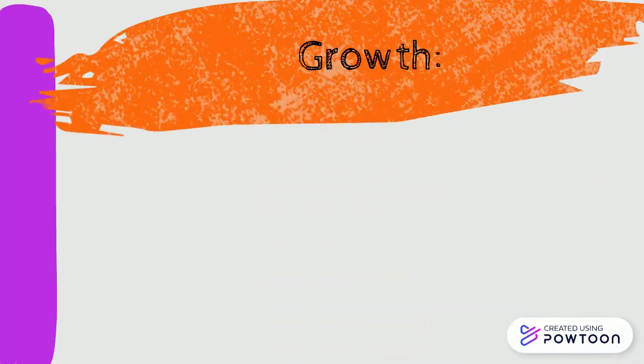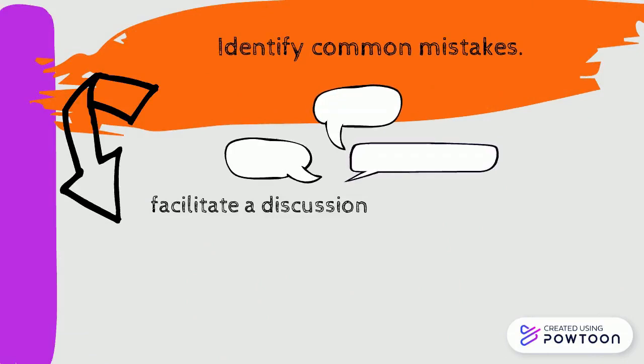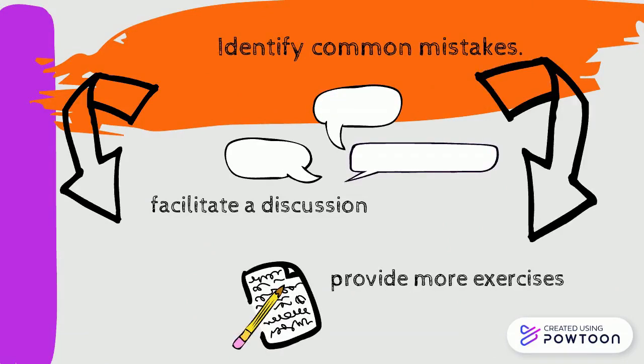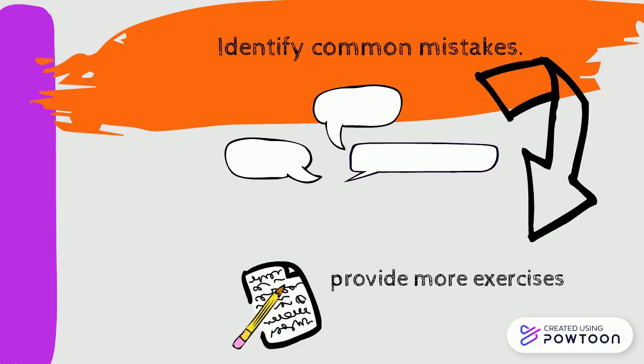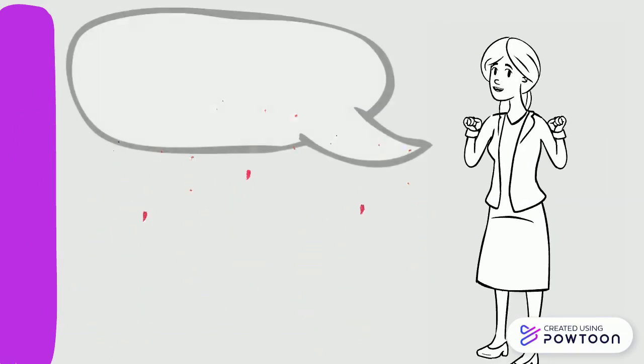After reviewing all of the students' work, you can identify common patterns in the incorrect answers and either facilitate a discussion to clarify the confusion or provide more exercises to help solidify key concepts. I hope in these videos you are able to take away some key concepts to using a categorizing grid.